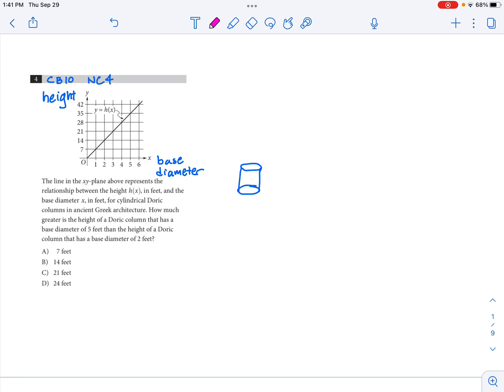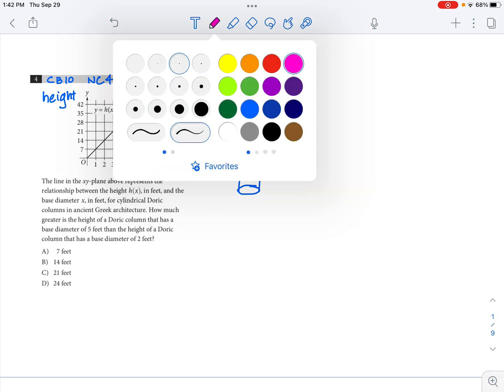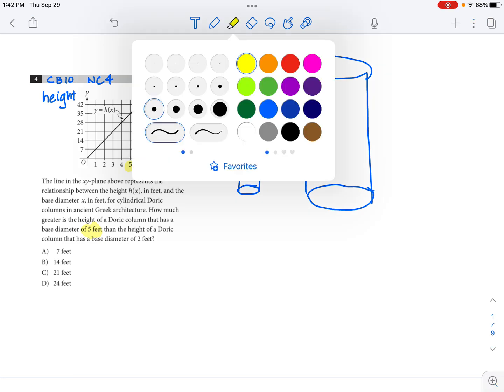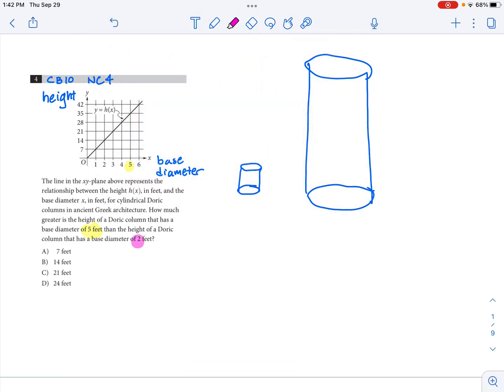Long story short, small base diameter, small height. Large base diameter, large height. Basically, if it's a wider column, it's taller, and if it's a skinnier column, it's usually shorter. Then the question asks us, how much greater is the height of a Doric column that has a base diameter of 5 feet compared to the height of a Doric column that has a base diameter of 2 feet?